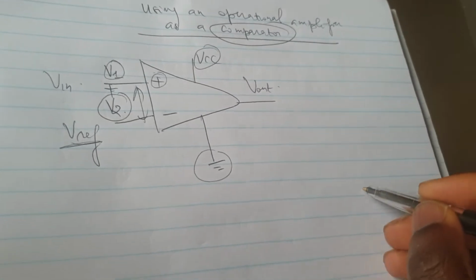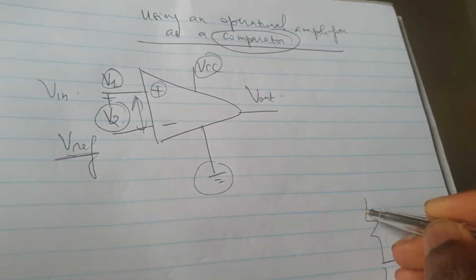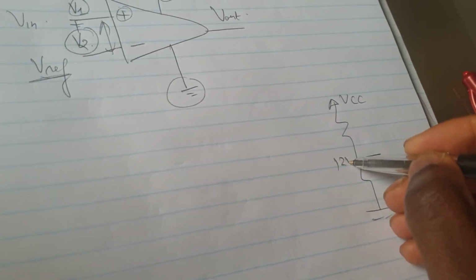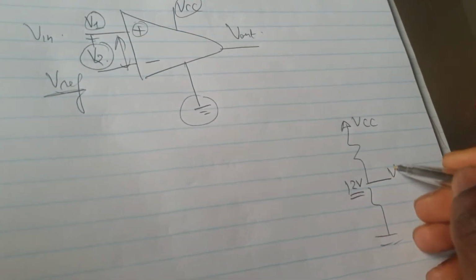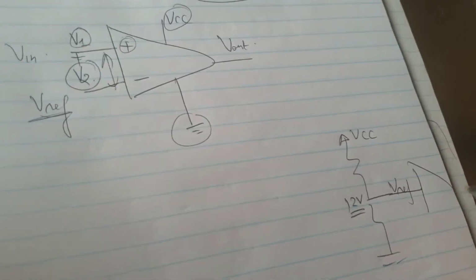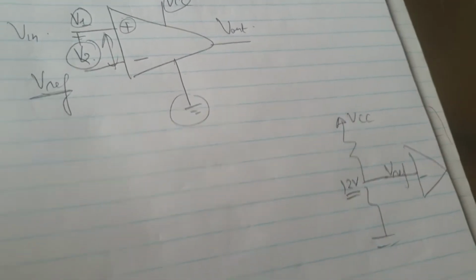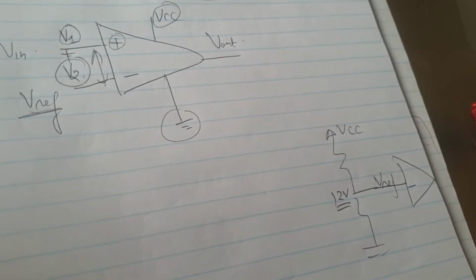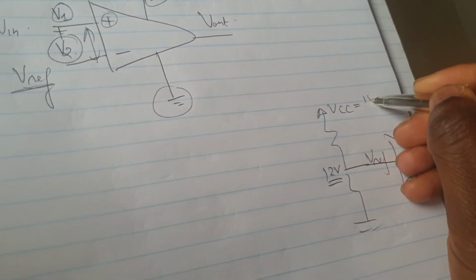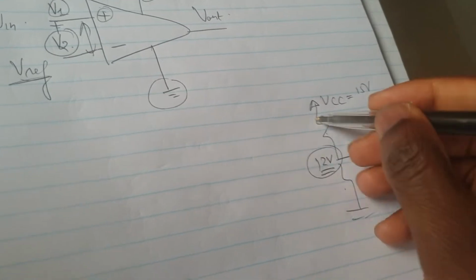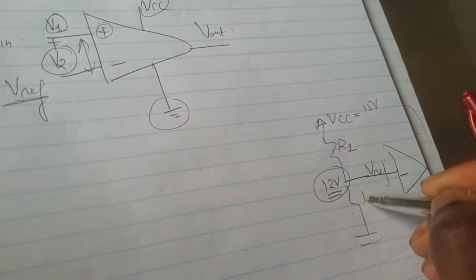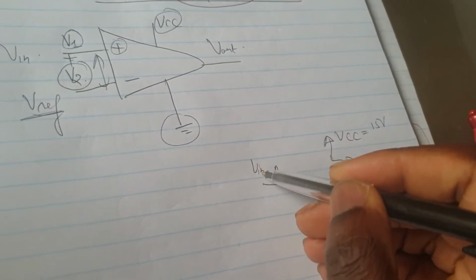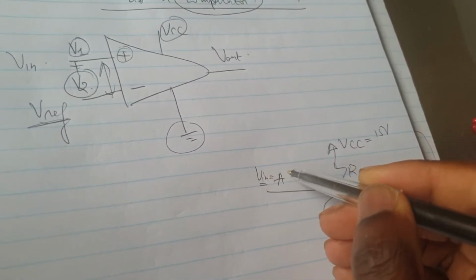Your reference voltage will be a fixed 12 volt that you can generate with any type of circuitry. That will be your reference voltage, and you connect it to one side of the amplifier. You can generate it by a voltage divider, for instance, from a VCC of maybe 15 volt, generating 12 volt by choosing properly the two resistors.